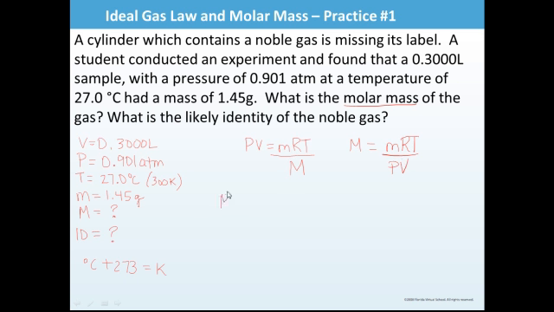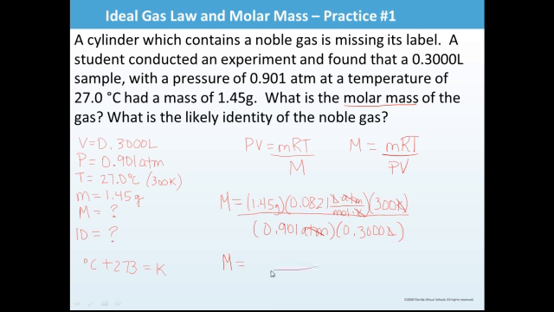Now all I'm going to do is just substitute the values that I already know. My mass is 1.45 grams. My R, and my temperature has to be in Kelvin. My pressure and my volume. And when you look at your units for R, liters will cancel, ATM cancels, my Kelvin cancels, and what I'm left with is grams, and then in my unit of R, moles is on the denominator. Therefore, when I finish this, my units are going to be grams per mole.